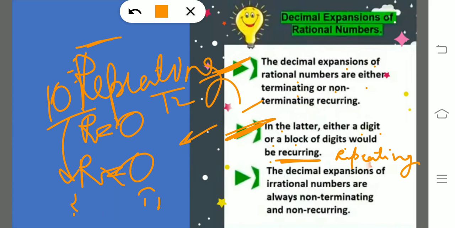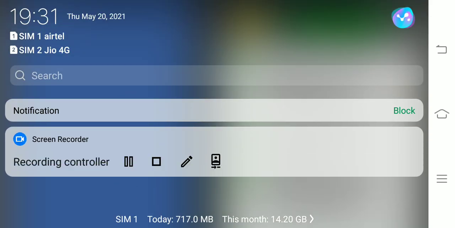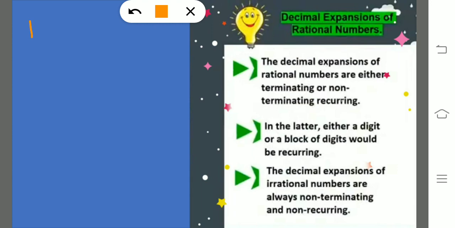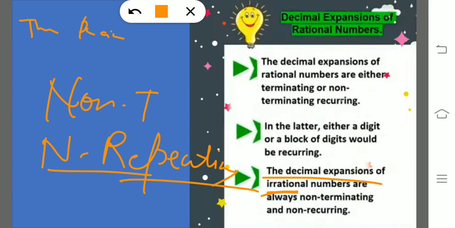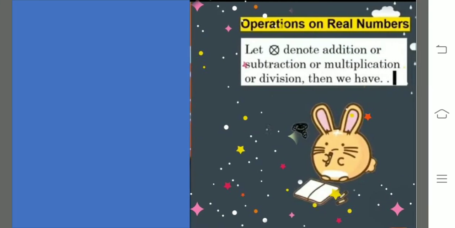The next thing is that the decimal expansions of irrational numbers are always non-terminating and non-recurring. This is also a question. Please listen: the decimal expansion of every irrational number is always non-terminating and non-recurring. Recurring means repeating. Okay, clear? Very simple concept it is.